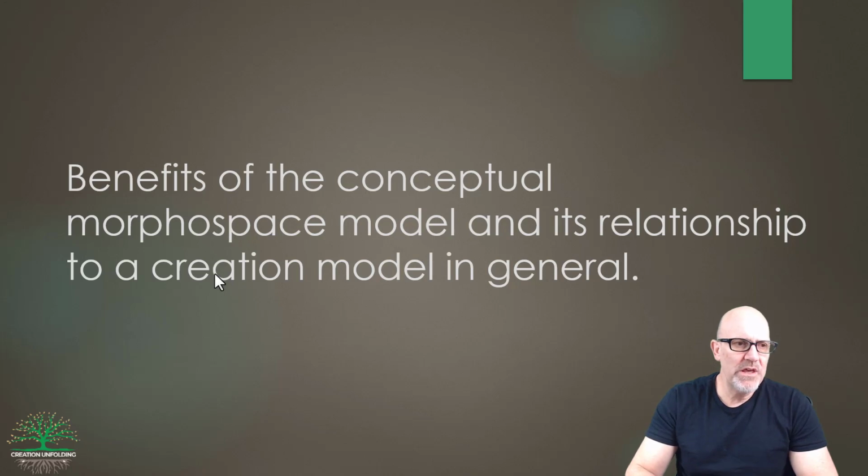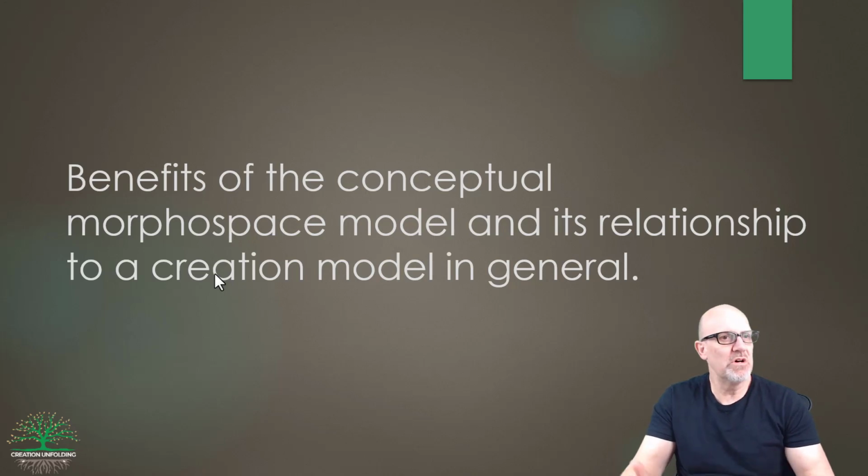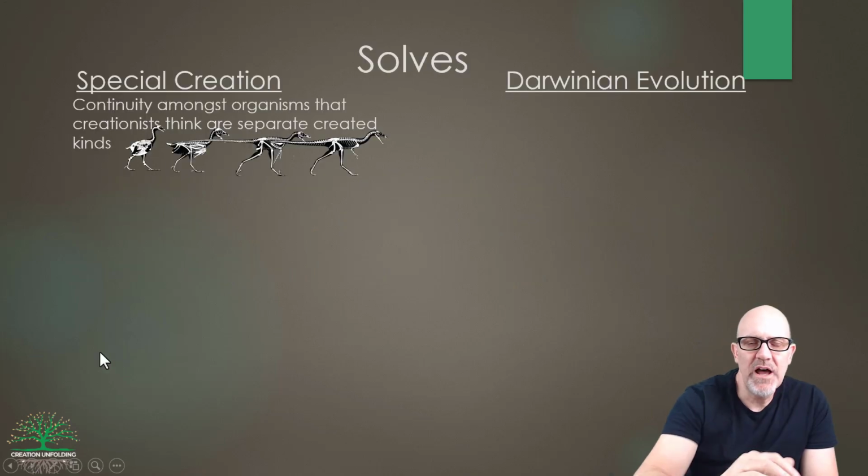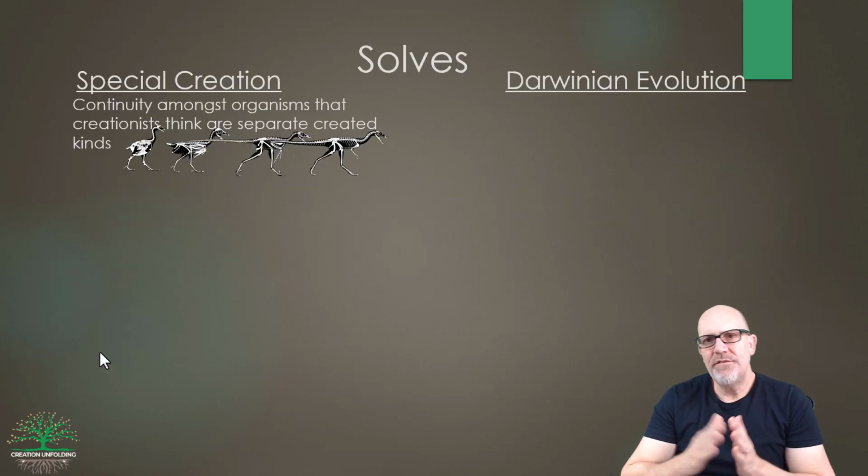So what I want to do in this section is look at the benefits of this conceptual morphospace model that I've outlined and its relationship to a creation model in general, speaking specifically in terms of morphology. So I'm going to go through a few things that have to do with biological morphology. Sometimes it will impinge upon the conceptual morphospace model that I propose. Sometimes it won't, but I want to put it all together in a creation model that helps explain biological morphology and change.